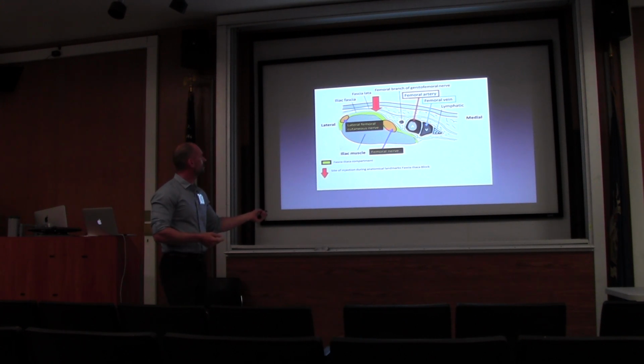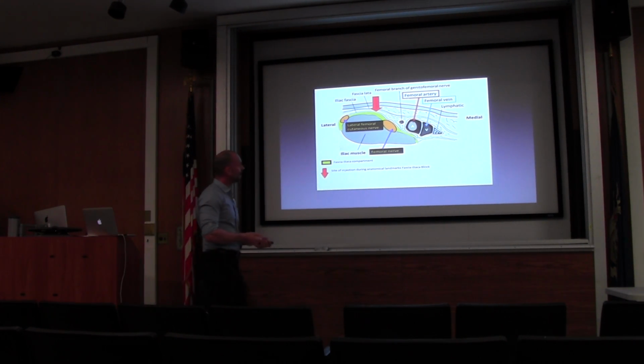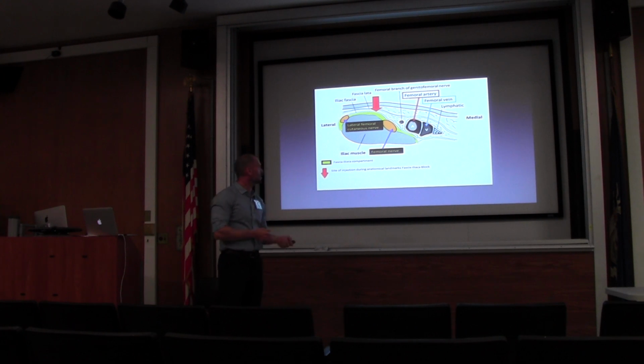And deep to that, you'll see the femoral nerve and the lateral femoral cutaneous nerve, and the idea is that our injection will extend proximally to anesthetize the obturator nerve at the lumbar plexus.